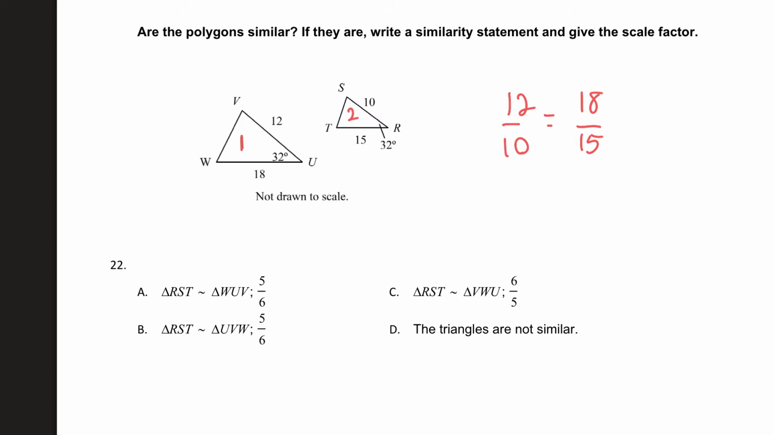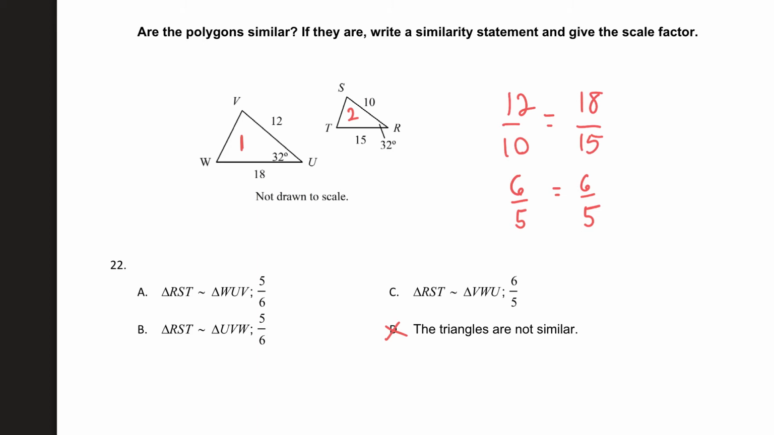So 12 over 10 is 6 over 5. And 18 over 15, if I divide both of those by 3, I will get 6 over 5 as well. That's great. That's my scale factor, 6 over 5. Now, that's one of my scale factors. It could also be 5 over 6, but having the angles be the same and having the scale factor be the same, I know that these are similar, so D is not an option.